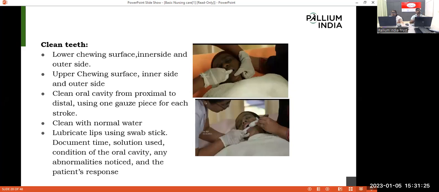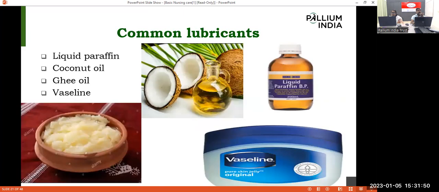So we need to document the time while doing the oral care, and any abnormality inside the mouth, in the gum, teeth, any mucosal layer, or tongue, anywhere. Any unusual abnormality we noticed or not, we need to mention that. And the patient response also: whether the patient is comfortable with our procedure or the patient is irritated, that response we need to mention.